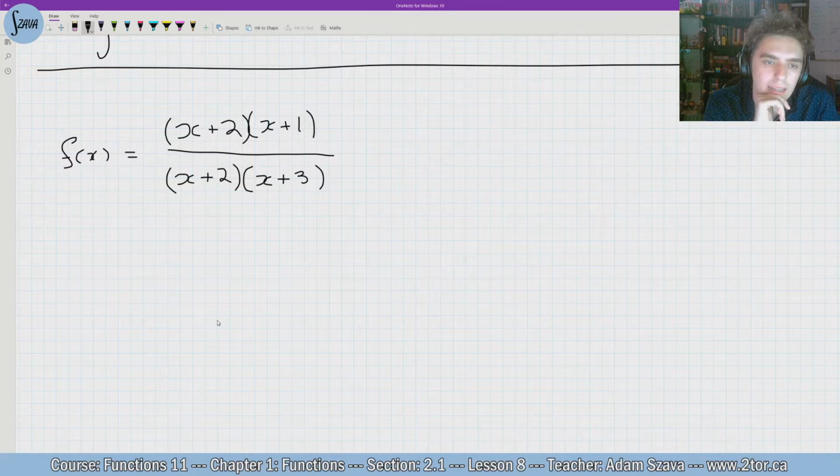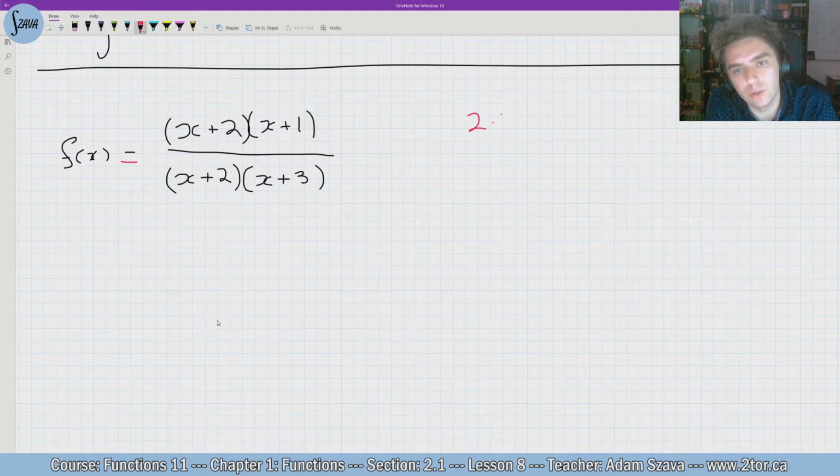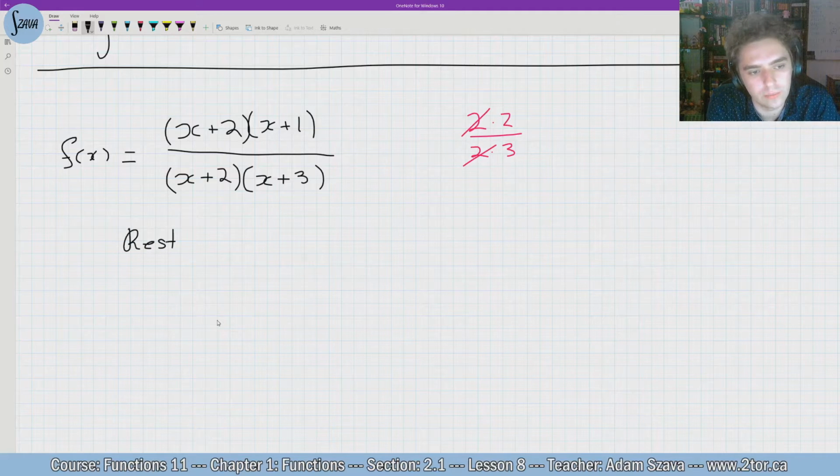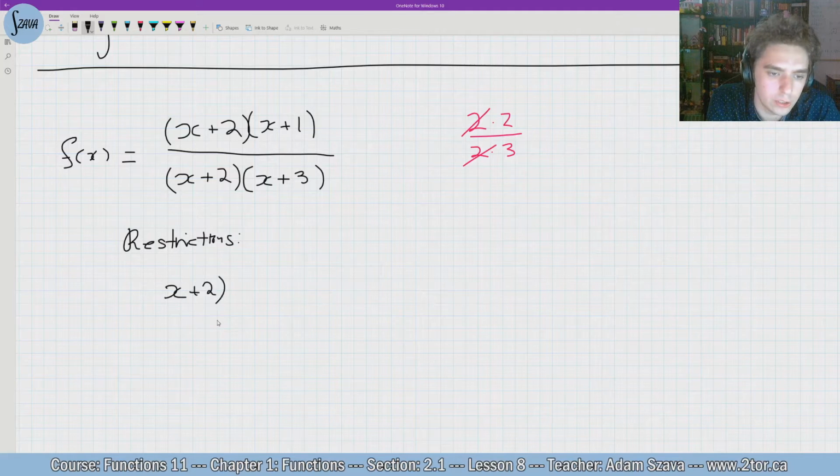Well, I'm going to notice something here, that I have a factor of x plus 2 on the numerator and the denominator. So just like when I had 2 times 2 over 2 times 3, I could cancel out the 2's, I could cancel out these guys too. I could cancel out the x plus 2 and the x plus 2. But I have to take into account the fact that we started with some restrictions here. We started with that the denominator cannot equal 0. I can't forget about that. So the restrictions that I have are (x plus 2)(x plus 3) cannot equal 0.